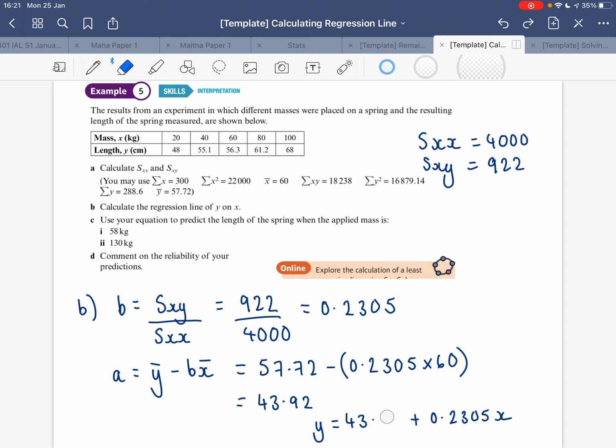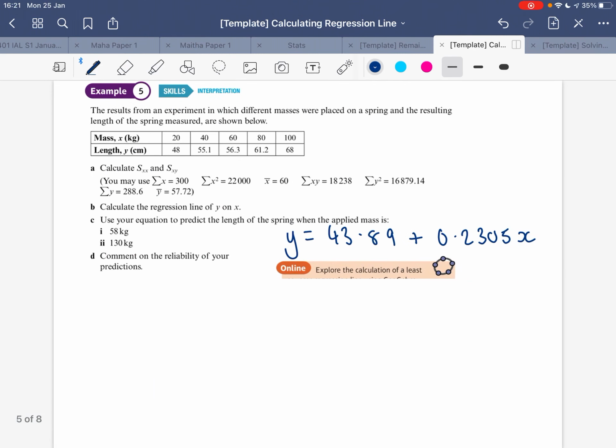I'm always so professional when I make these videos, aren't I? It should be 43.89 plus 0.2305x. That is the equation of our line, and we are going to use that to predict the length of the spring when we are given different weights of the object.